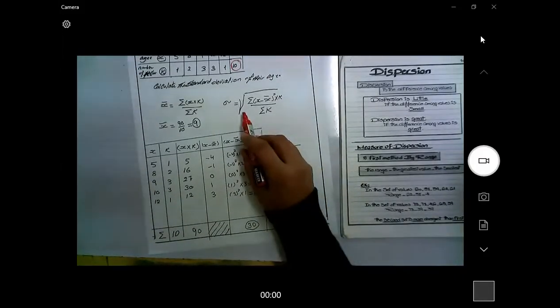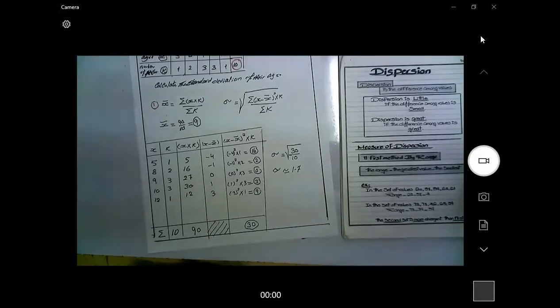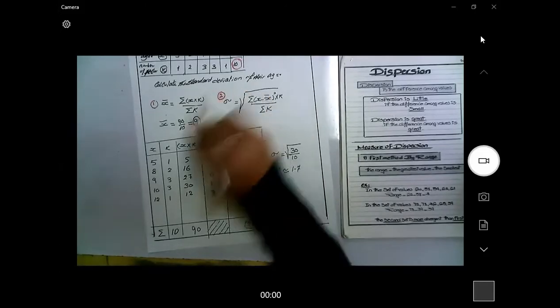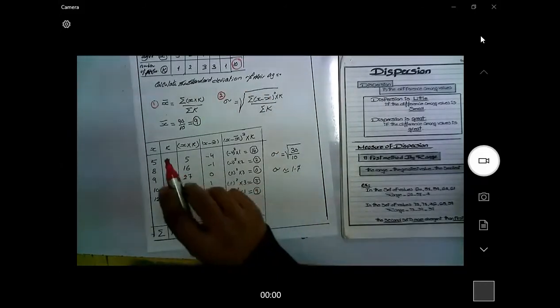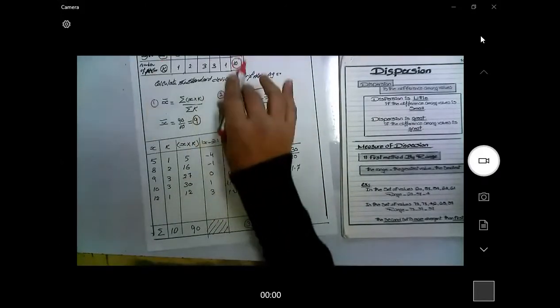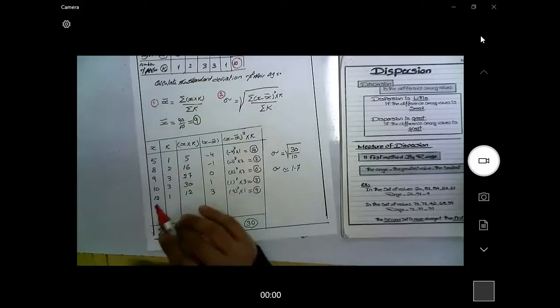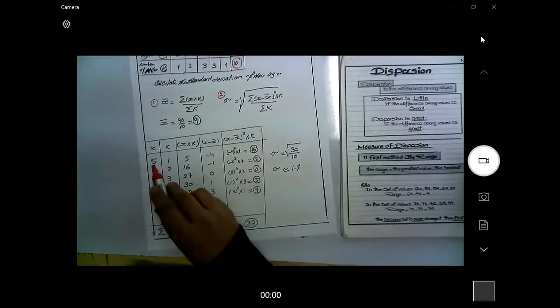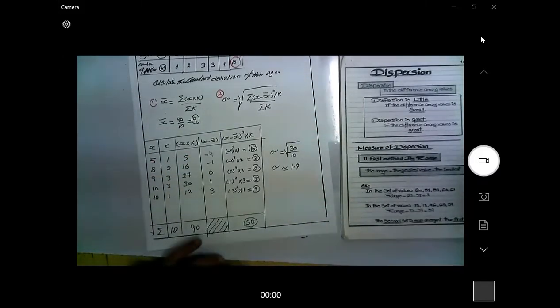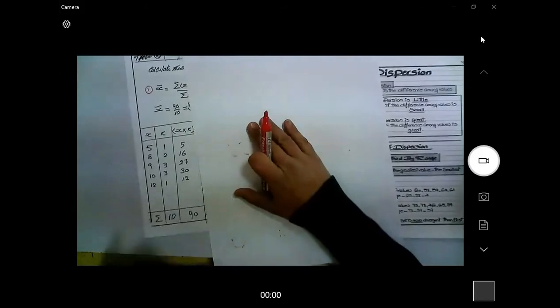We are going to use these rules. The first rule of getting X dash, the mean of these values. The second rule for getting the standard deviation. First of all, we are going to get the mean X dash. To get the mean of the set of ages of these persons, we are going to set the table X, K, X times K. This is the first table for getting the mean.